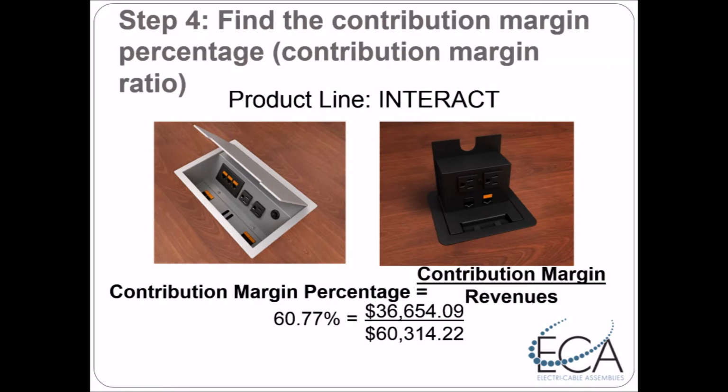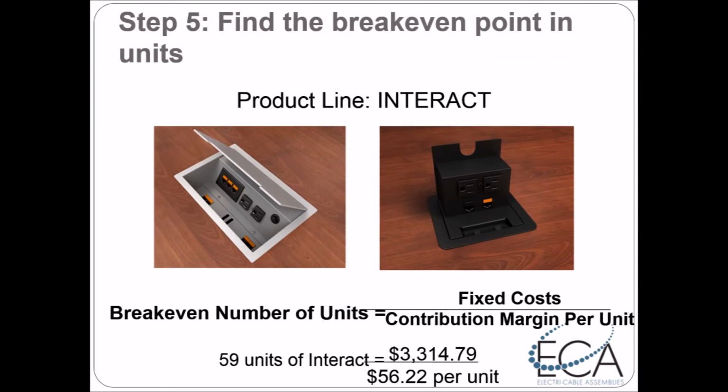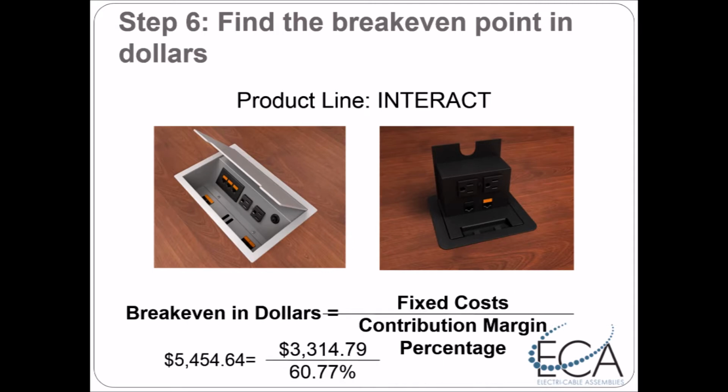Step 4. Find the contribution margin percentage, also known as the contribution margin ratio. We divide the contribution margin by the revenues, which gives you the contribution margin percentage. Step 5 is to find the break-even point in units. To find this, you take the fixed cost and you divide it by its contribution margin per unit. Step 6. Find the break-even point in dollars. Break-even point in dollars is found by taking the fixed cost and then dividing it by contribution margin percentage.